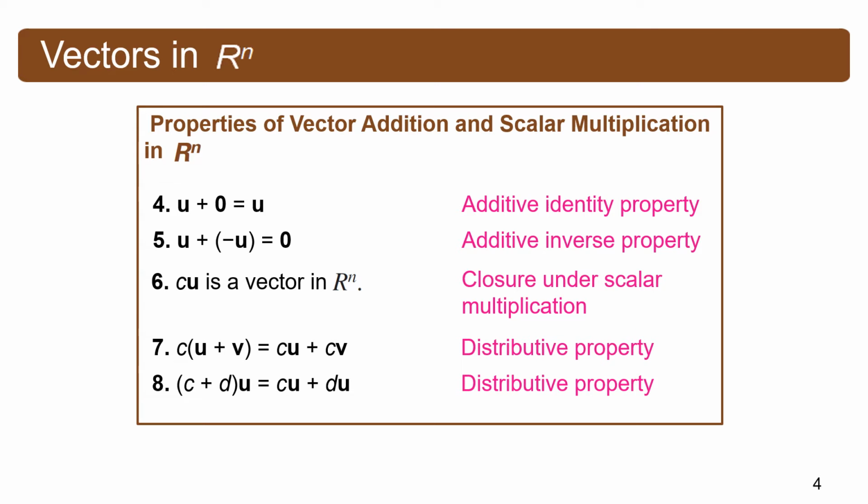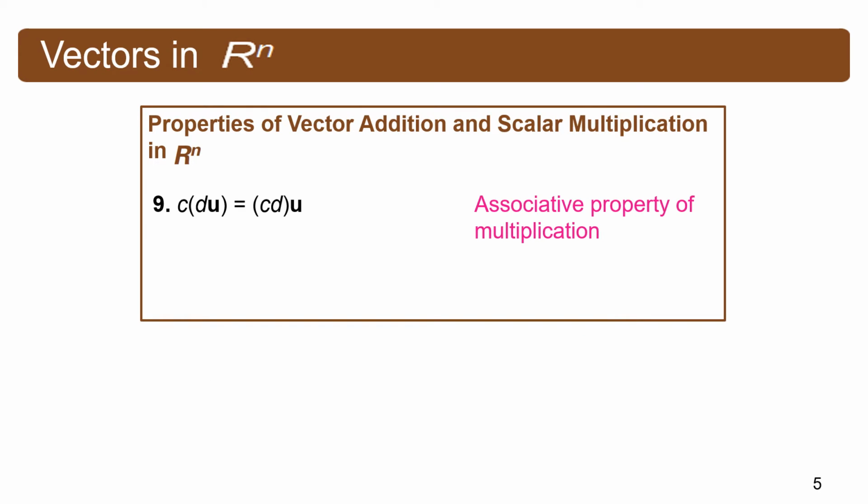If I have c times u bar plus v bar, it will be cu plus cv, and c plus d, when d is also a scalar, times u will be cu plus du. These are all distributive properties. If I multiply du by c, then it is c d u, which is the associative property of multiplication. If 1 is an identity, 1 u bar is u bar, so it is the multiplicative identity property. The scalar 1 is the identity.